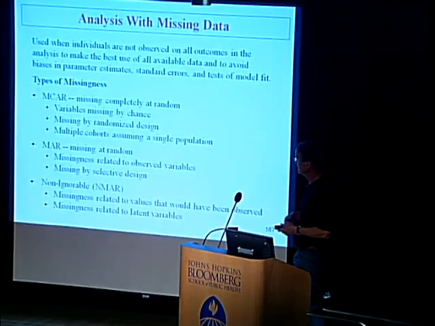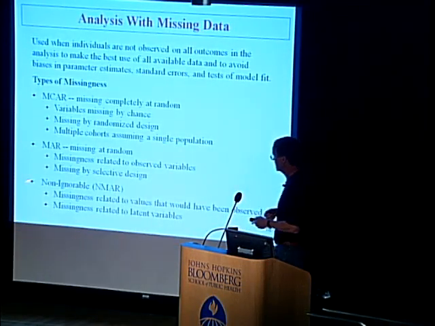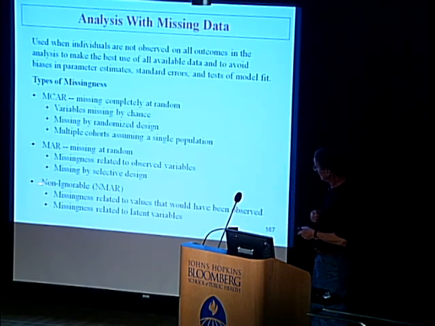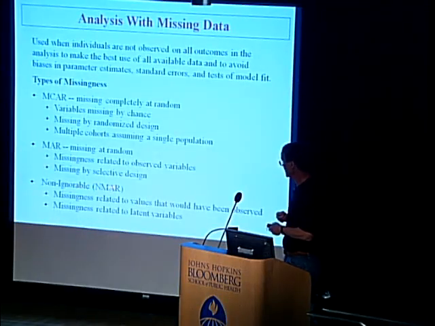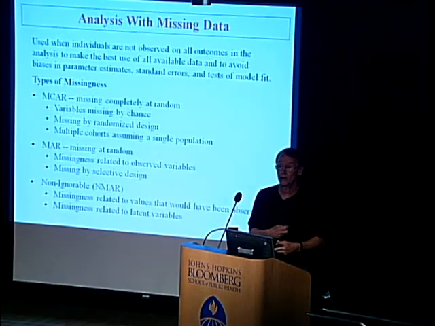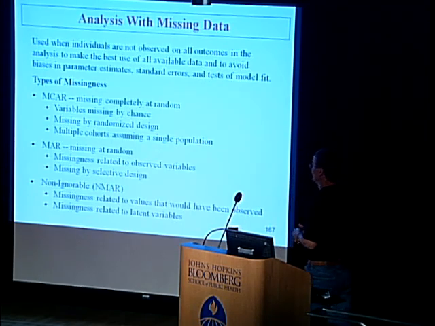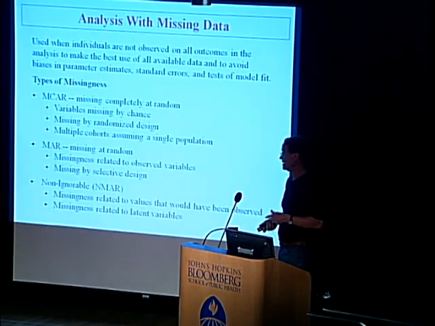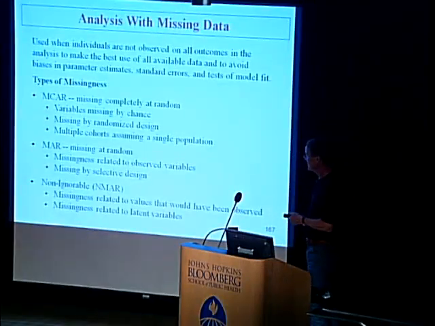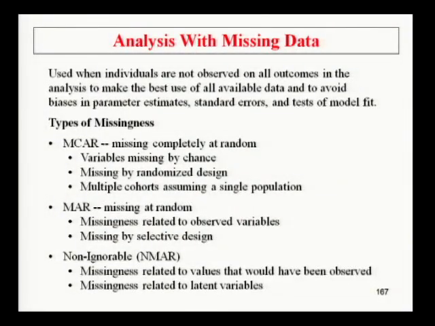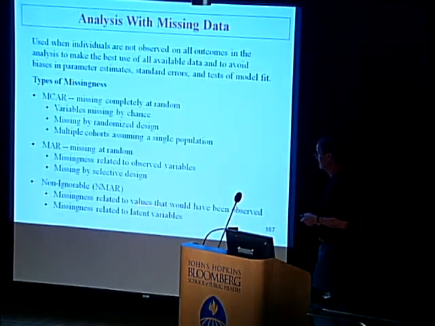The difficult part is when you have so-called non-ignorable missingness. There's a bitter fight here between those who want to call that NMAR and those who would call it MNAR. Yeah, I can hear you can appreciate the seriousness of that debate. Not missing at random or missing not at random. Anyway, that is the case where missingness is related to values that would have been observed. Values that you don't have.